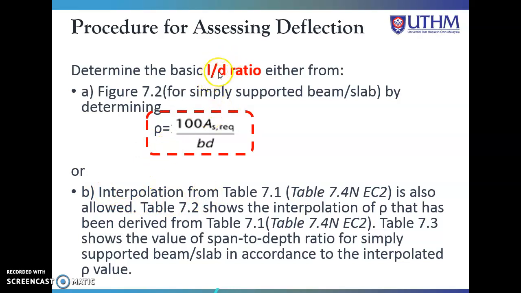Another method to find the L over D ratio adalah by using the interpolation daripada table 7.1. So, table 7.2 adalah interpolation of rho coming from table 7.1. Table 7.3 shows the value of the span to depth ratio for simply supported beam or slab in accordance to the interpolated rho value. So maksudnya kat sini figure 7.2 kita boleh dapat daripada graph. Jadi saya tunjuk. Lagi satu adalah cara kita menggunakan interpolation of the rho value.